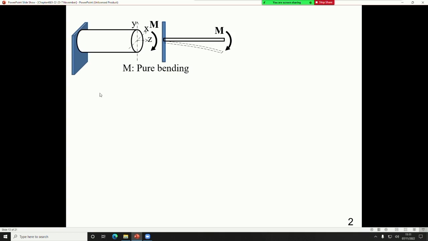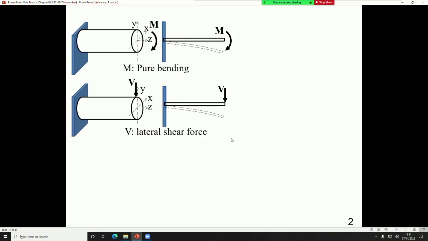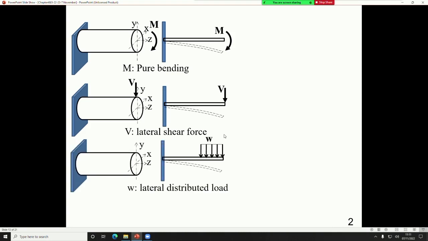And this is the deformed geometry of the beam. The beam can also be bent by a lateral shear force, similar to what you see at the moment. In terms of deformation, they are very similar, but obviously in terms of analysis, they are different. A beam can also be bent by a lateral distributed load. Again, the deformation is similar, but in terms of analysis, it's different.